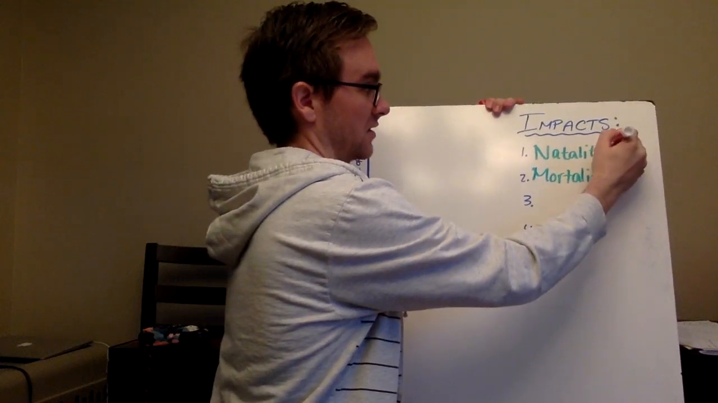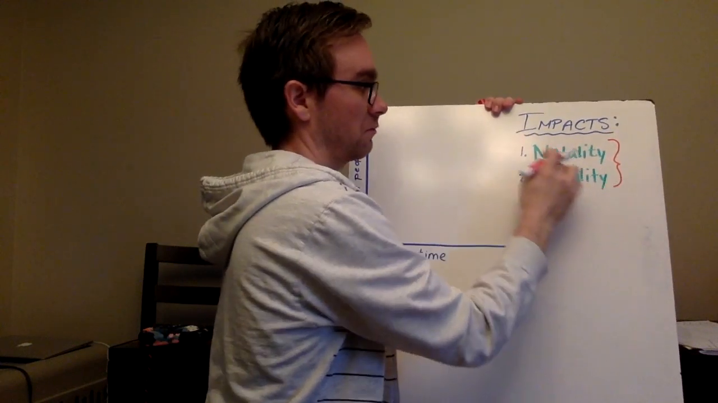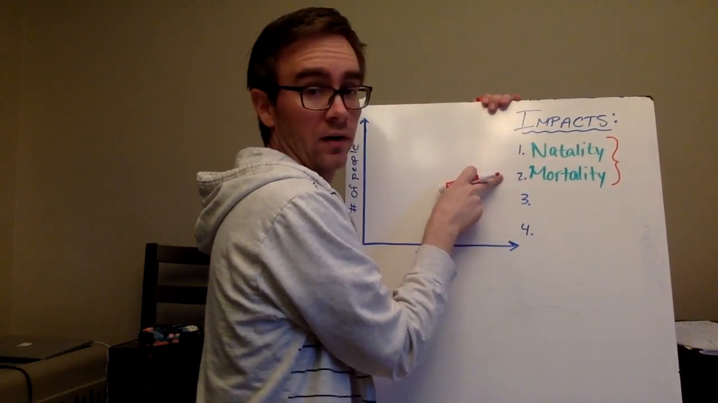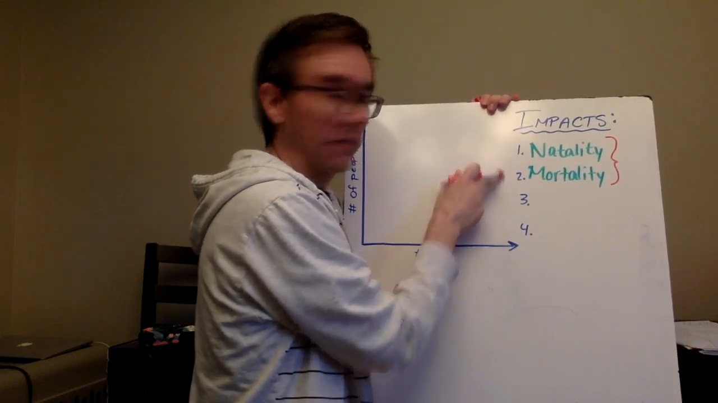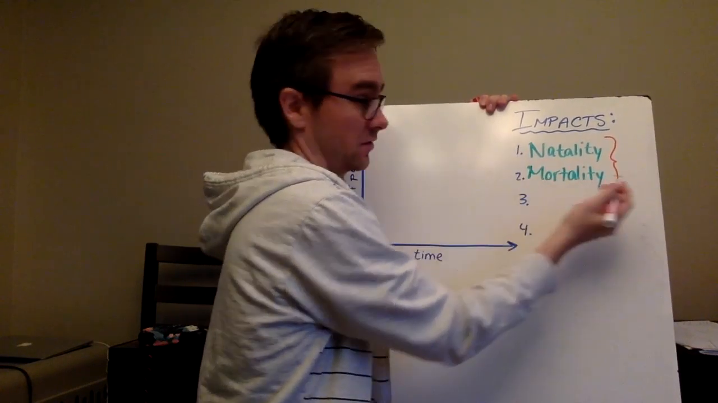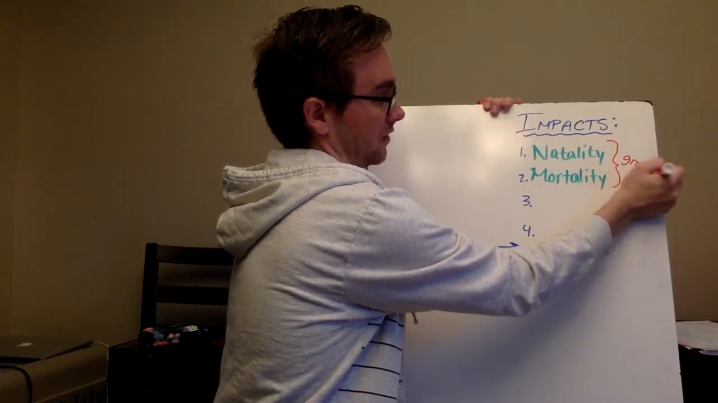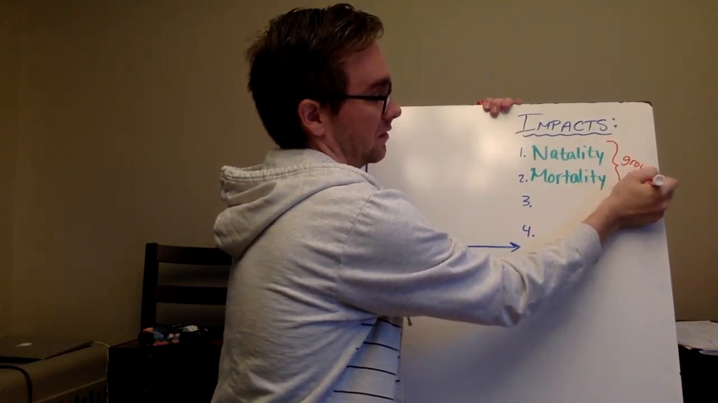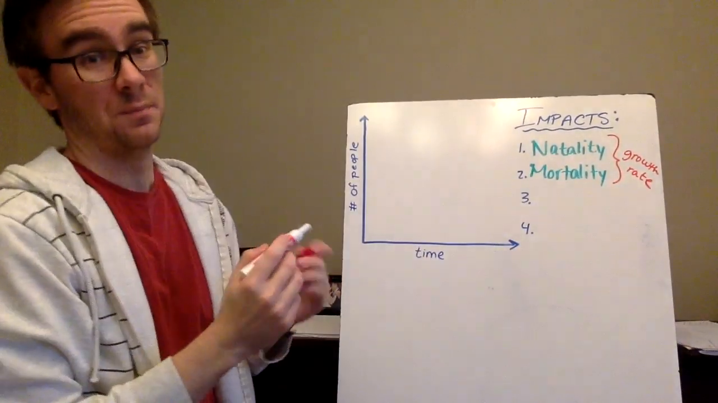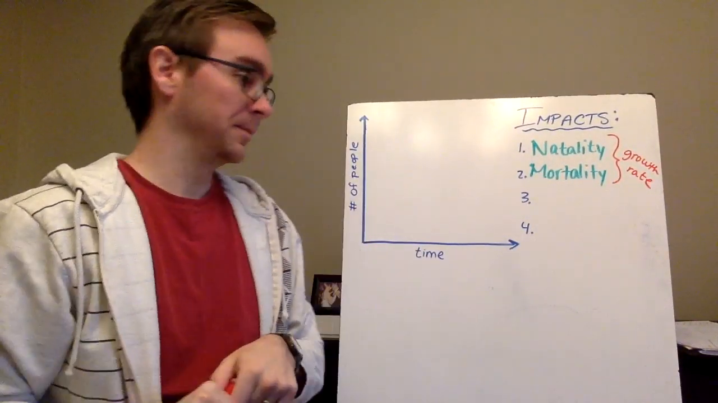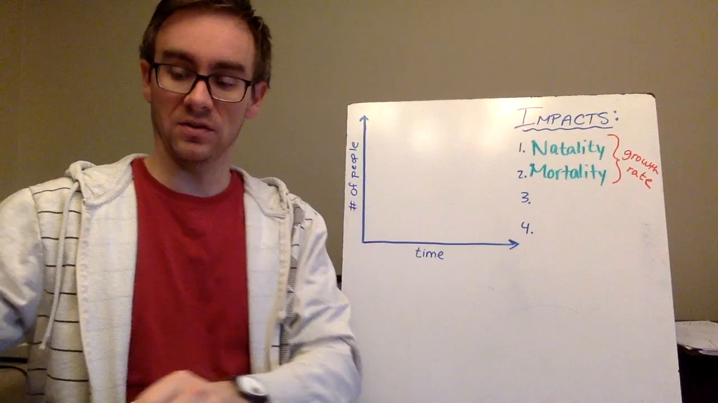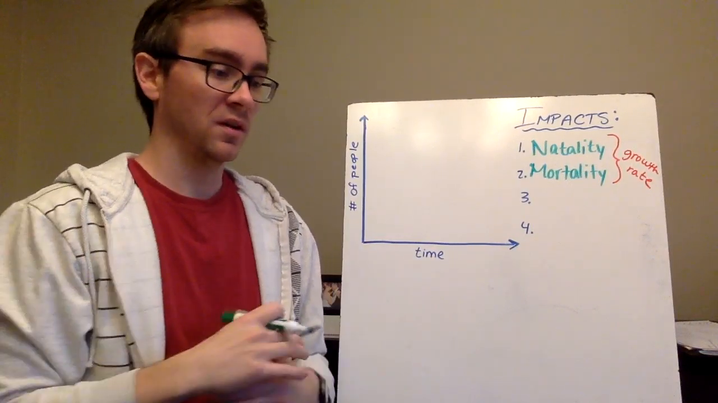And this is pretty common sense, right? If you have more individuals being born than dying, you're growing. If you have more individuals dying than being born, you're decreasing in size, right? So that's going to determine our growth rate. All right, that's going to be one of the biggest aspects of what's going to change the size of the population.